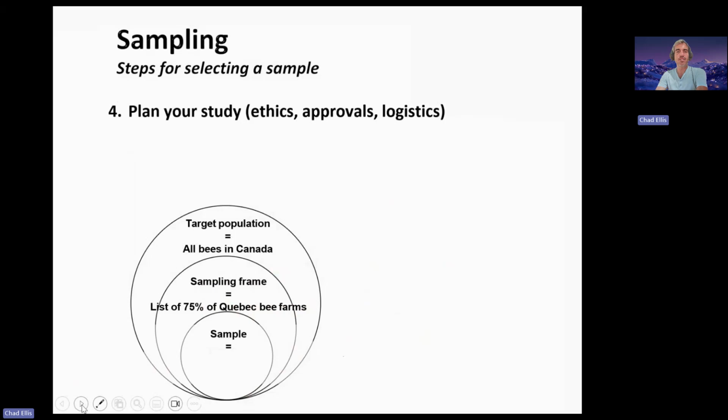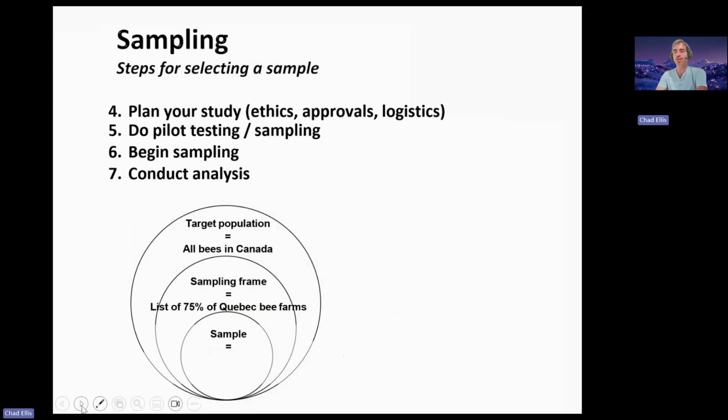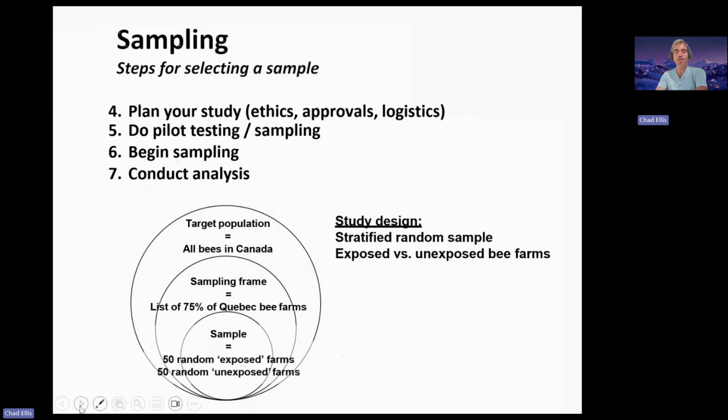Then we're going to get into a little bit about planning your study, ethics, approvals for going on the farms, talking to the owners, logistics, how far you have to drive there, cost, gas, time, things like that. So that's also going to determine how big your sample is going to be, right? And then you're going to go out there, begin your sampling, collect your data. You're going to bring it back and then start looking at that data and start doing your analysis, okay?